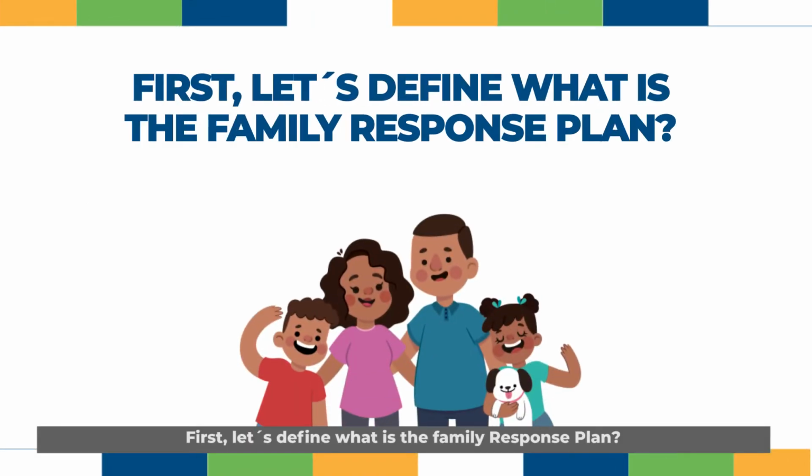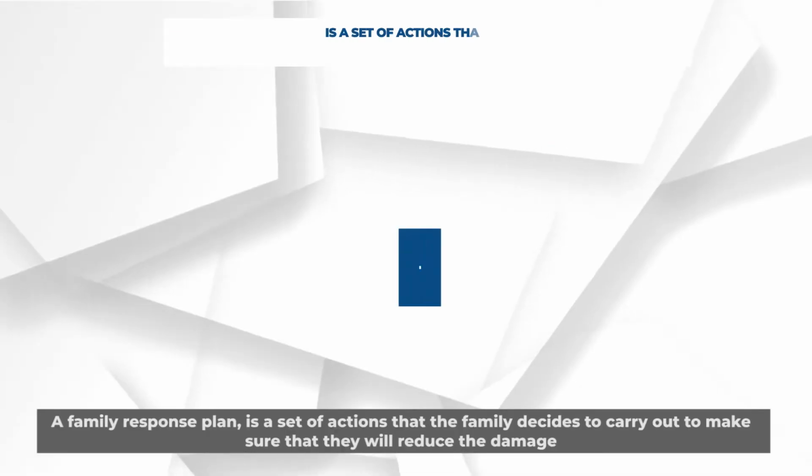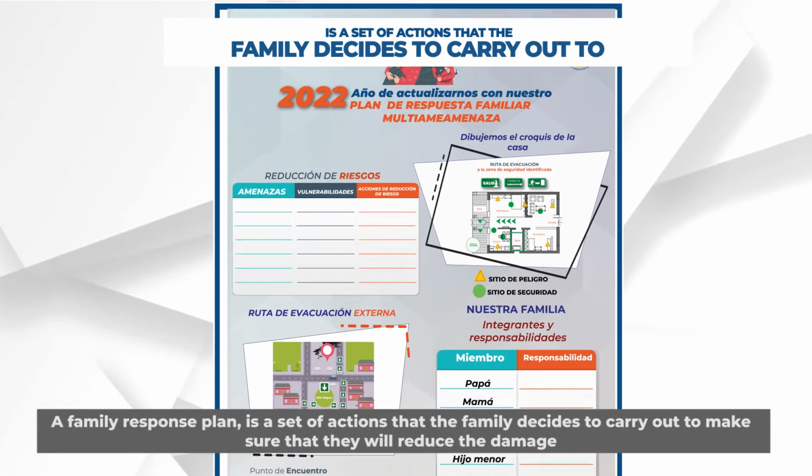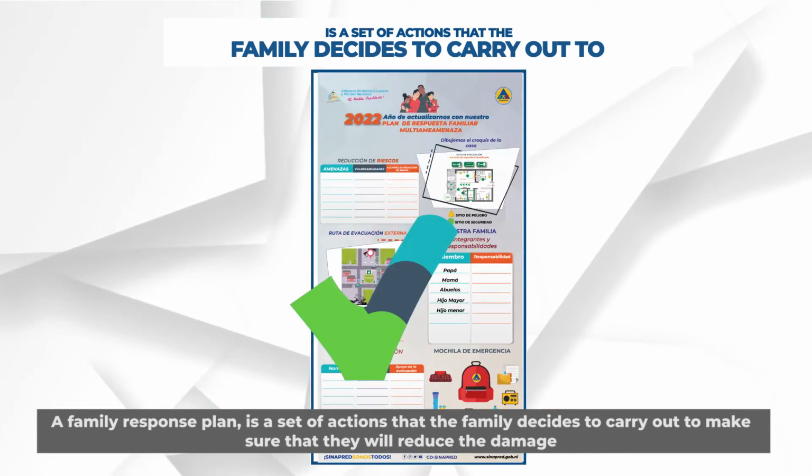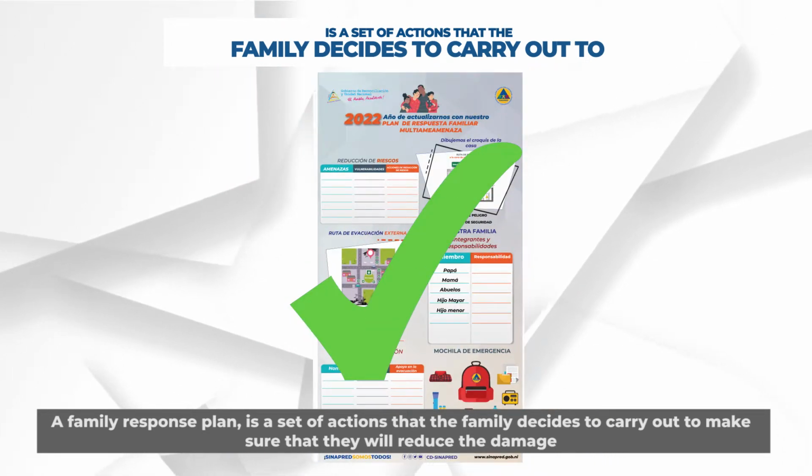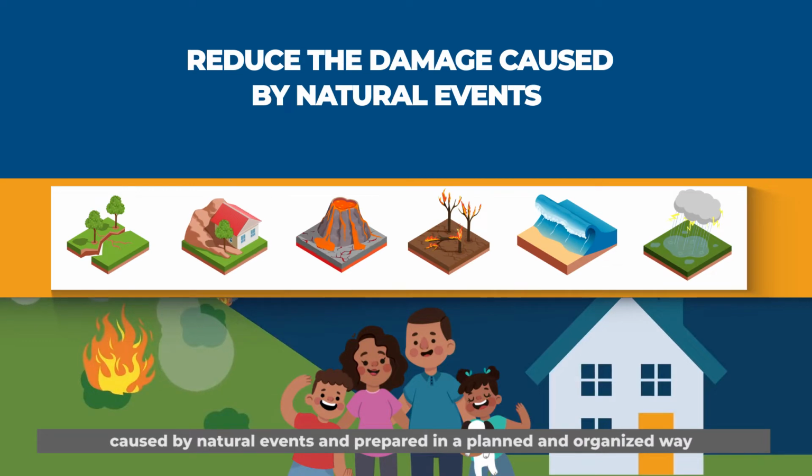First, let's define what the family response plan is. A family response plan is a set of actions that the family decides to carry out to make sure that they will reduce the damage caused by natural events and be prepared in a planned and organized way.